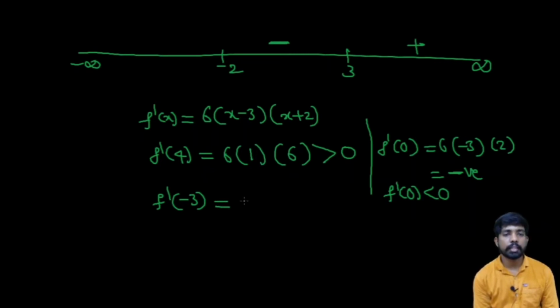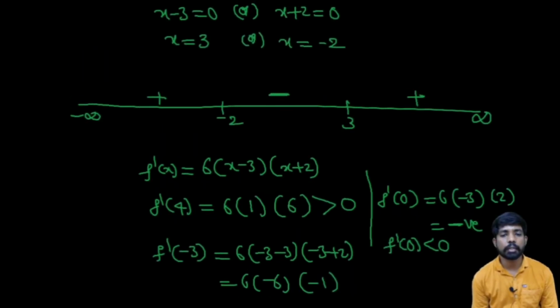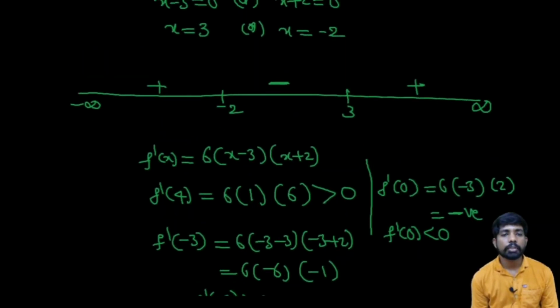I'm considering minus 3, 6 times of, in the place of x I'm substituting minus 3, x plus 2 becomes minus 3 plus 2. So 6 times of, this is minus 6, and this is minus 3 plus 2, minus 1. Minus into minus is plus, therefore f dash of minus 3 is greater than 0, positive. Our main intention is to find the signs, whether this is positive or negative slope. So these are the slope values: positive, negative, positive.